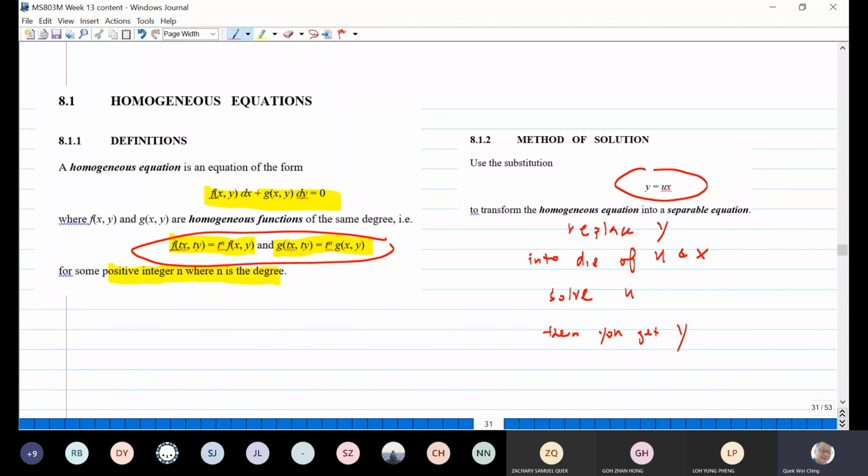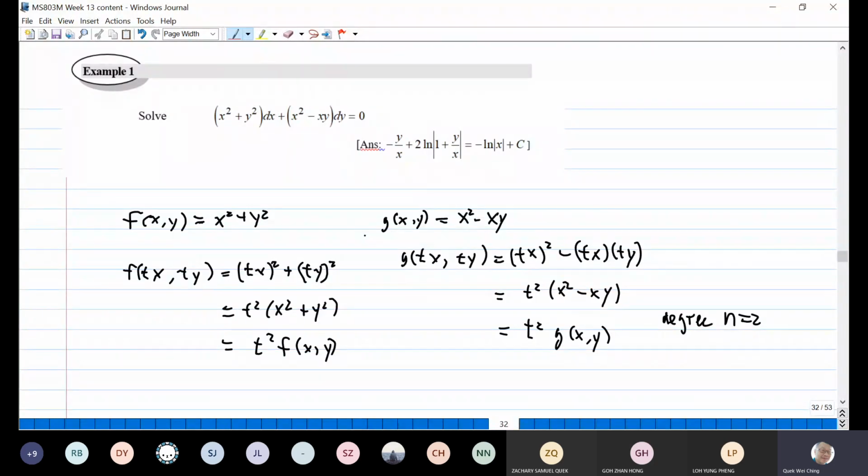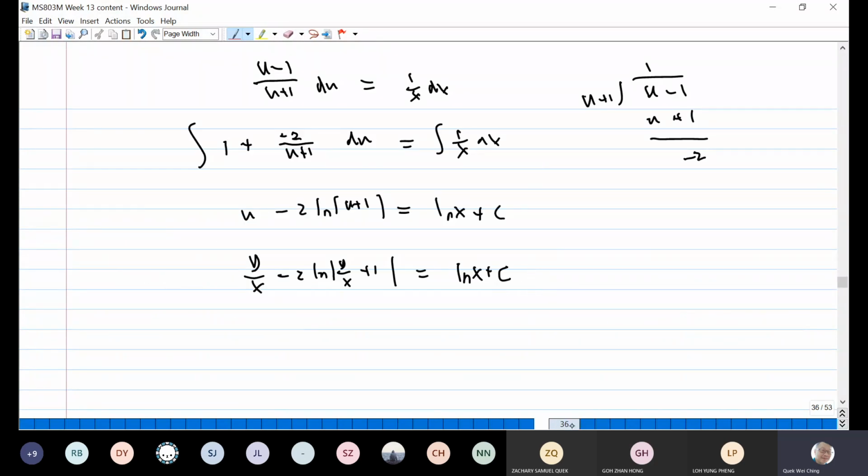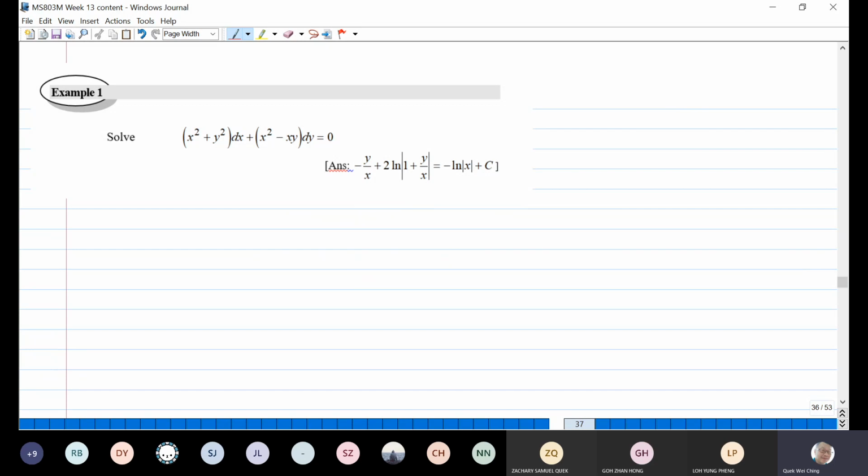I will illustrate this with an example. So let me work out example 1 first. Start fresh, example 1. You have two functions. This one together with dx here is called f of x y, and this is called g of x y.